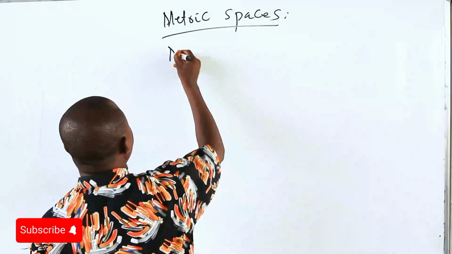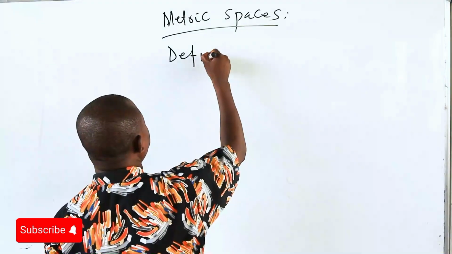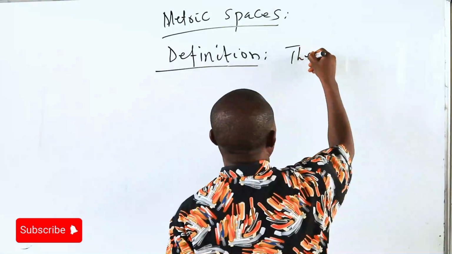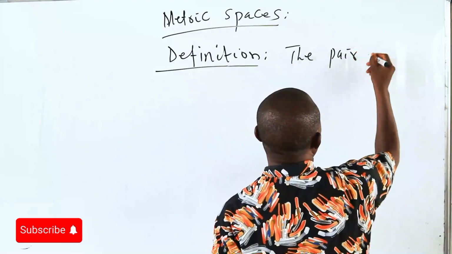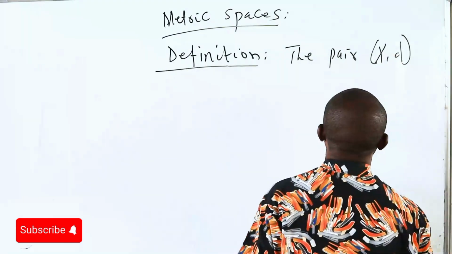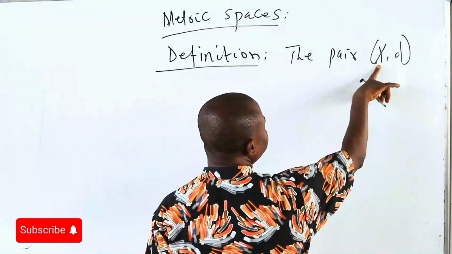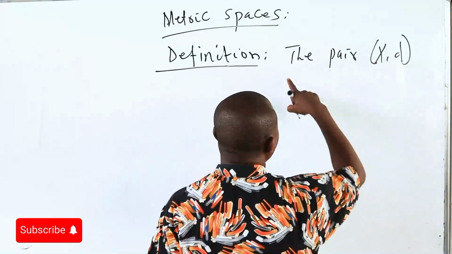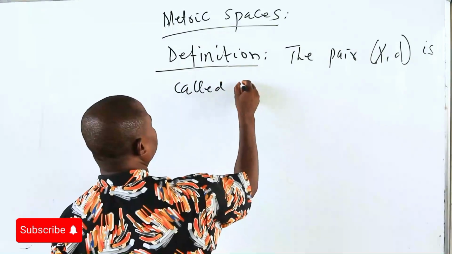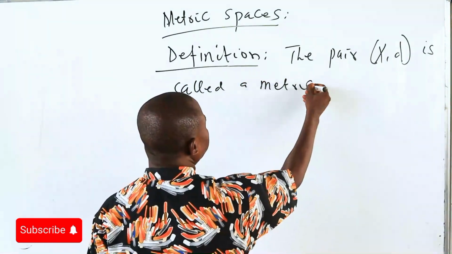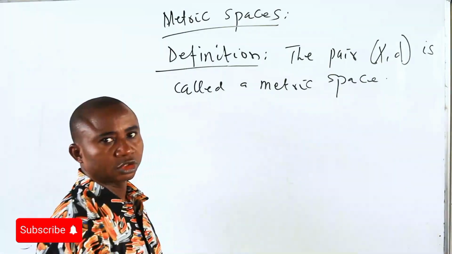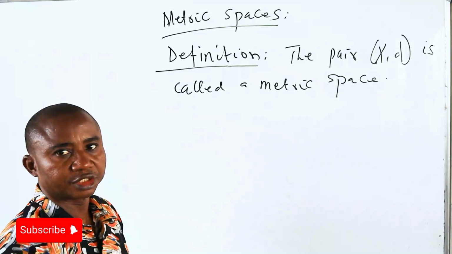Define what we mean by a metric space. Definition: the pair (X, d), containing the non-empty set X and a metric d defined on it, is called a metric space. So that's what we mean by a metric space.